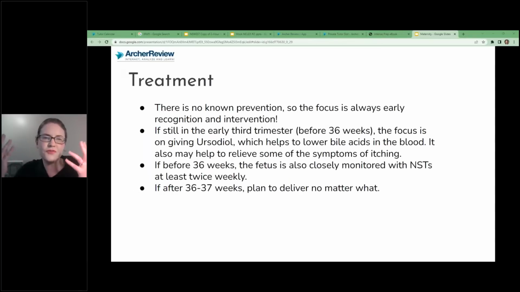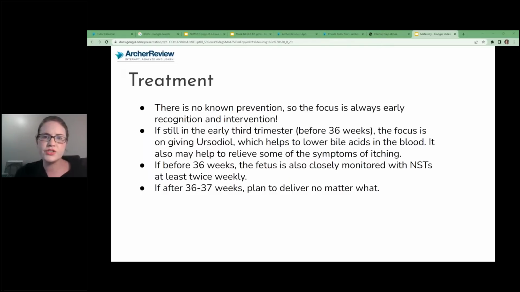How do we treat this? Well, unfortunately, there's no known prevention. So the focus is always early recognition and intervention. If the patient is still in the third trimester and it's prior to 36 weeks, the focus is on monitoring the fetus to make sure they're okay. Typically, we do really, really frequent non-stress tests to make sure the baby's okay. And we also give a medication called ursodiol, which actually helps to lower the bile acids in the blood. And this sometimes helps relieve the itching as well. If it's after 36 weeks, we deliver no matter what because the risk of stillbirth is just way, way too high.